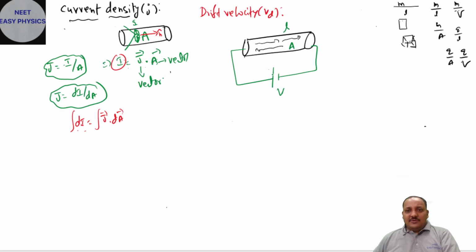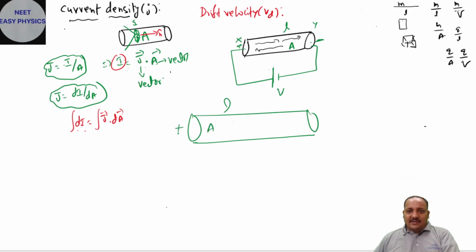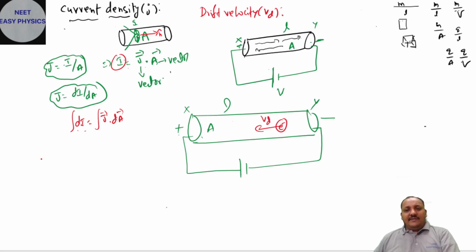since the positive end is connected, all the positive charges will move from X to Y, and all the negative charges will move from Y to X. The conductor has length L and area of cross section A. This end becomes positive and this end becomes negative, X to Y, once the battery is connected. All the negative charges, the electrons, are moving with drift velocity.